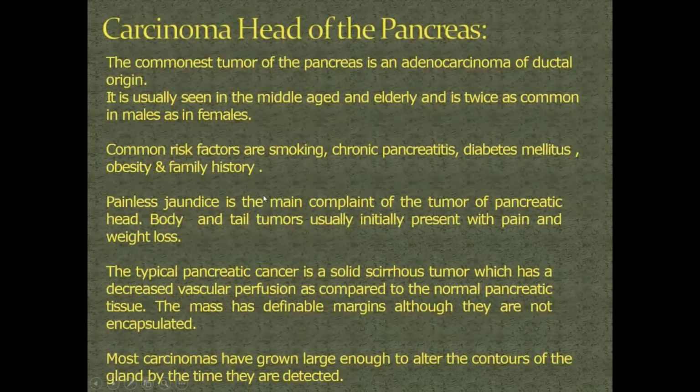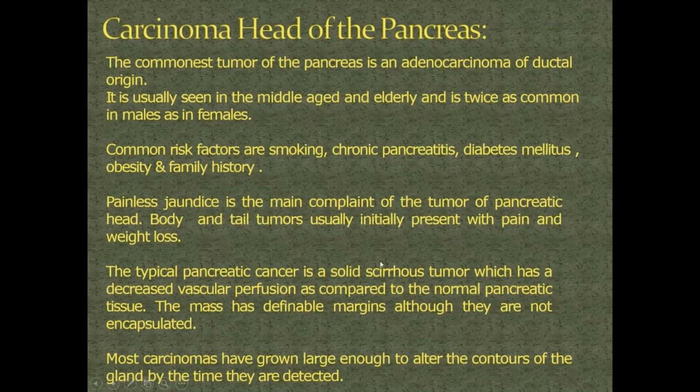Now, second is carcinoma head of the pancreas, which is the commonest tumor to present with obstructive jaundice. The most common tumor is adenocarcinoma of ductal origin, usually seen in the middle-aged and elderly, and it is twice as common in males. Normally the carcinoma of the head of the pancreas presents with painless jaundice, while body and tail tumors usually present with pain and weight loss.